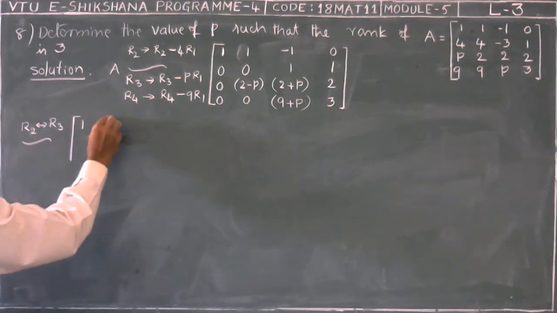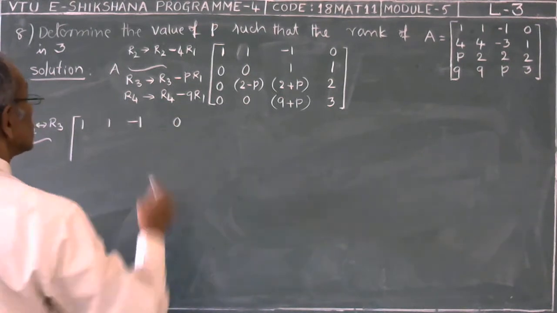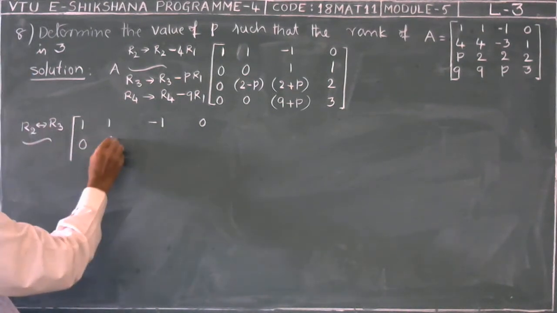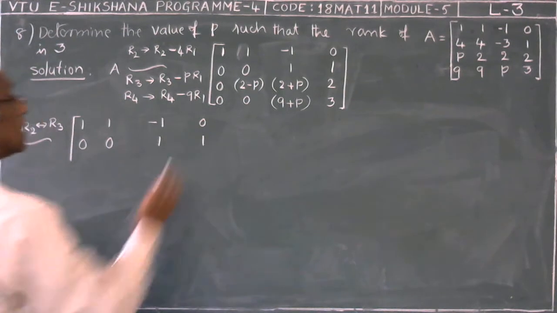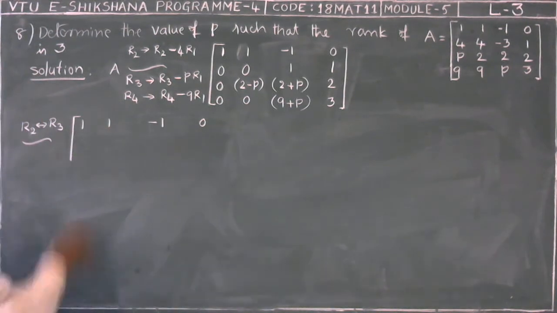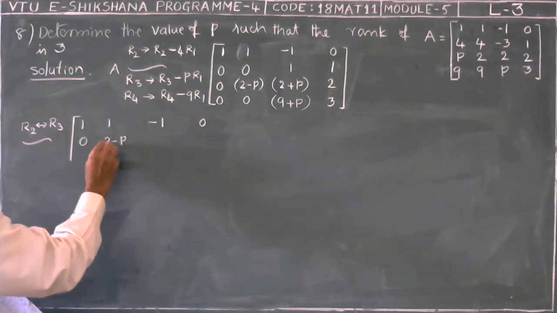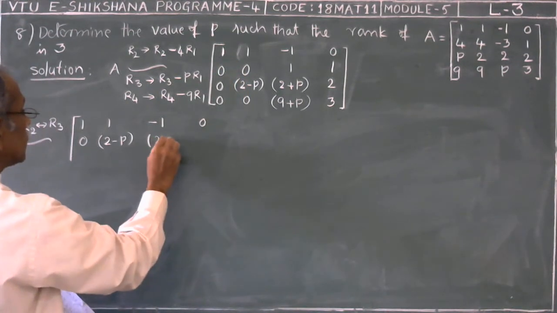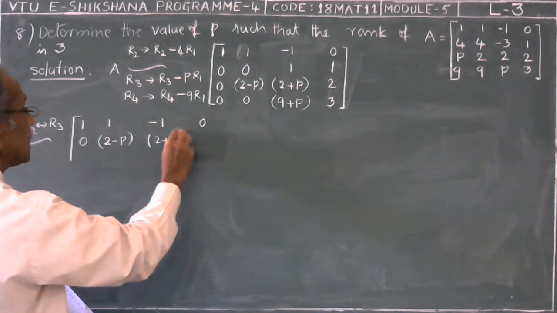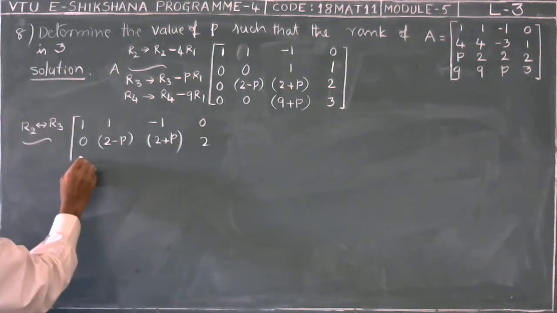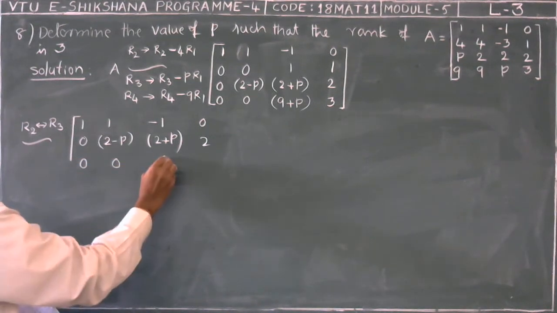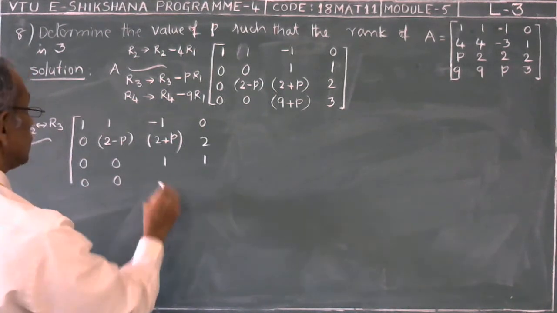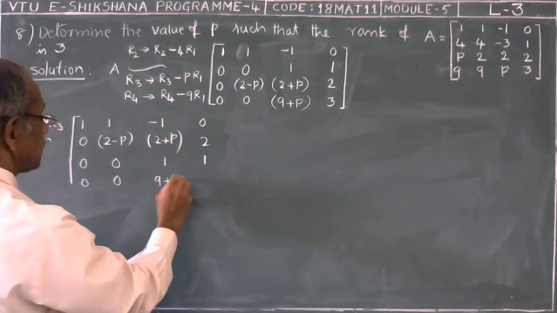So R1 will remain as it is, 1, minus 1, 0, minus 1, 0, 0, 0, 1, 1, sorry. Then 0, 2 minus P, 2 minus P, I am interchanging R2 with R3, 2 plus P, 2 plus P, 2. Now R2 will become R3, 0, 0, 1, 1. Then R4 will remain as it is, 0, 0, 9 plus P, 9 plus P, 3.